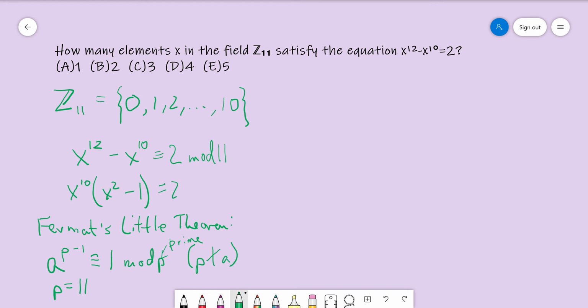And here we have x to the 10th, and 10 is 11 minus 1. So no matter what x is, this is always going to be 1, except for x equals 0, obviously. So what we're interested in is actually this equation, x squared minus 1 equals 2 mod 11, or x squared equals 3 mod 11. So the question is, which of these numbers satisfies this equation, or how many of them satisfy this equation?